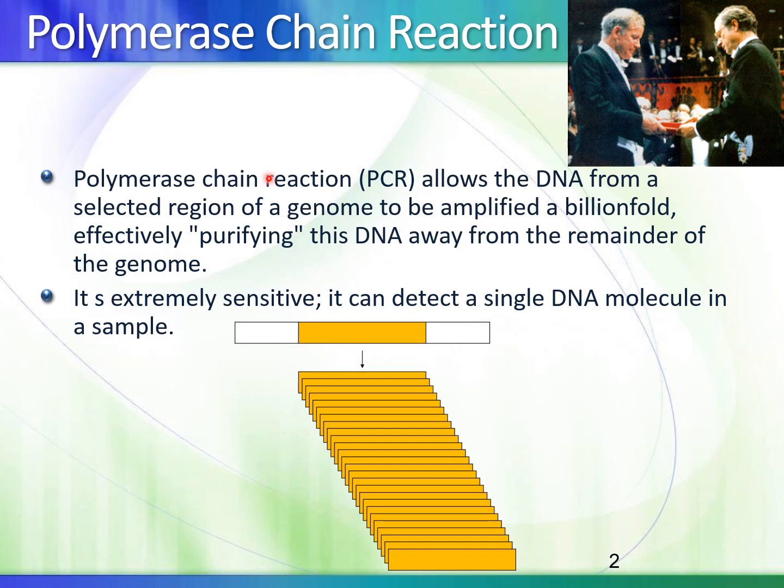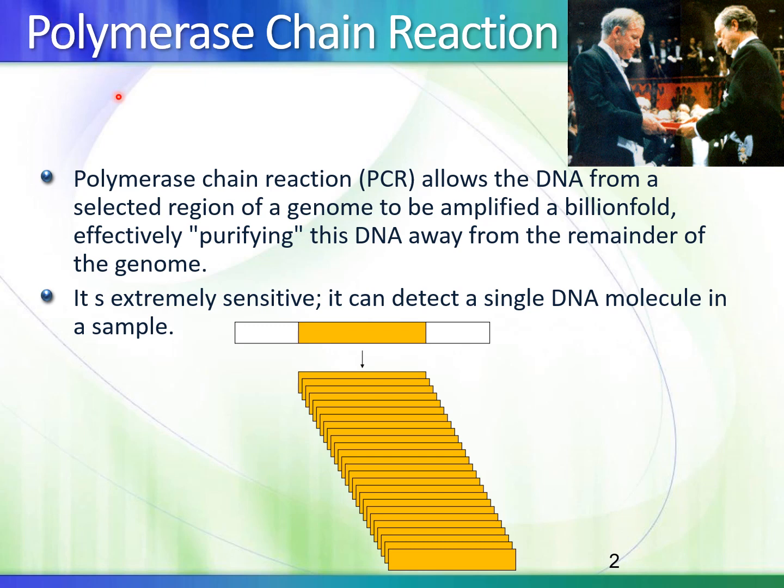PCR, which is basically polymerase chain reaction. It stands for polymerase chain reaction. So it is a chemical reaction and it is a chain reaction, meaning that it goes in cycles over and over and over again. And this reaction is catalyzed by DNA polymerase.